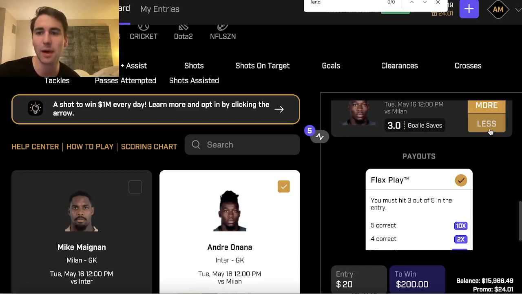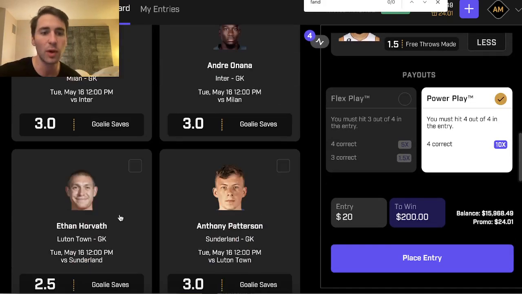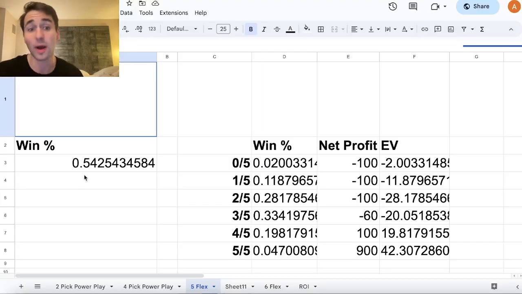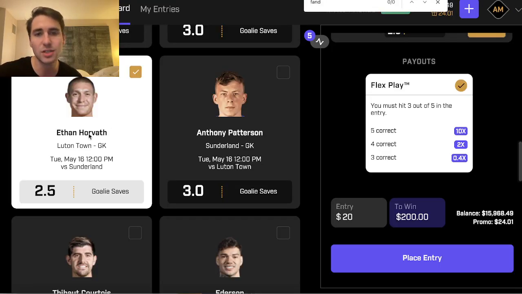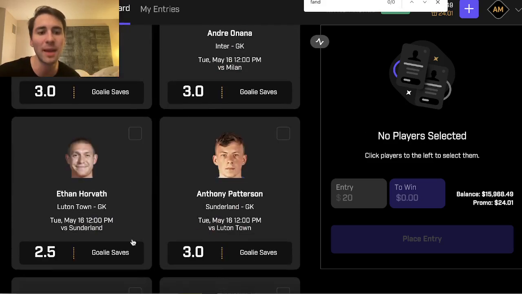PrizePicks is a fixed payout platform. They don't change your payout based on you selecting over versus under, based on you selecting golf, baseball, basketball. It doesn't matter. Any 5 picks you select, this is the payout you're getting. So what you can do is just essentially back out what percentage of my picks I have to win to be profitable, and it's 54.25%.